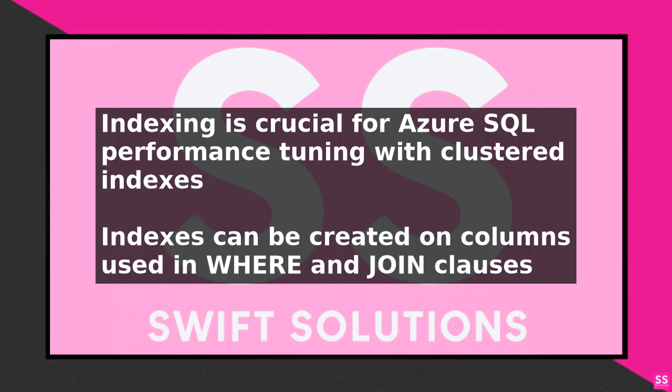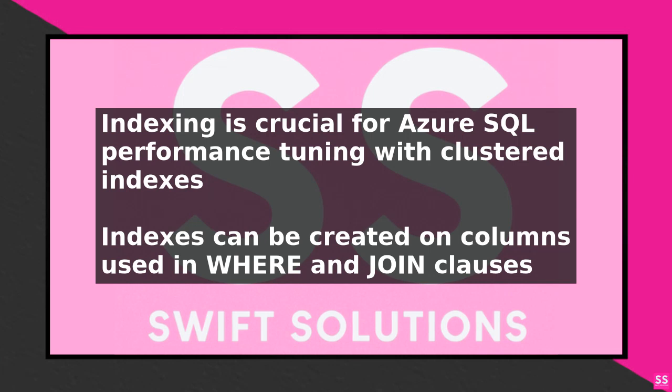Next, indexing is a crucial aspect of Azure SQL performance tuning. Indexes can be created on columns used in where, join, and order by clauses to speed up query execution. There are two main types of indexes in Azure SQL: clustered and non-clustered indexes. Clustered indexes reorder the physical rows of the table according to the index keys, while non-clustered indexes create a separate structure that contains the index keys and pointers to the data rows.